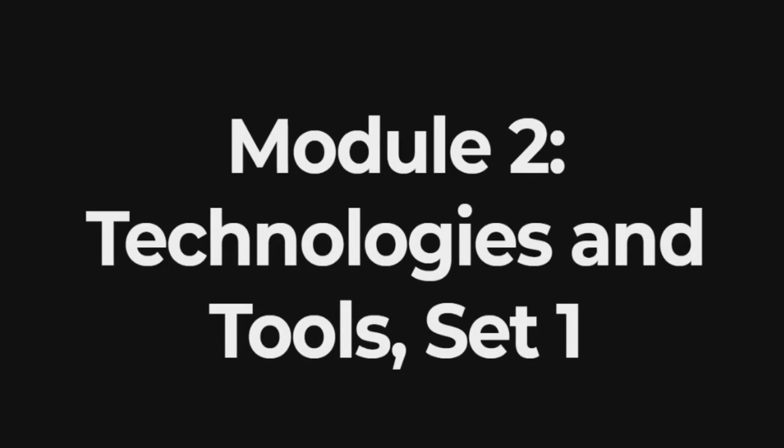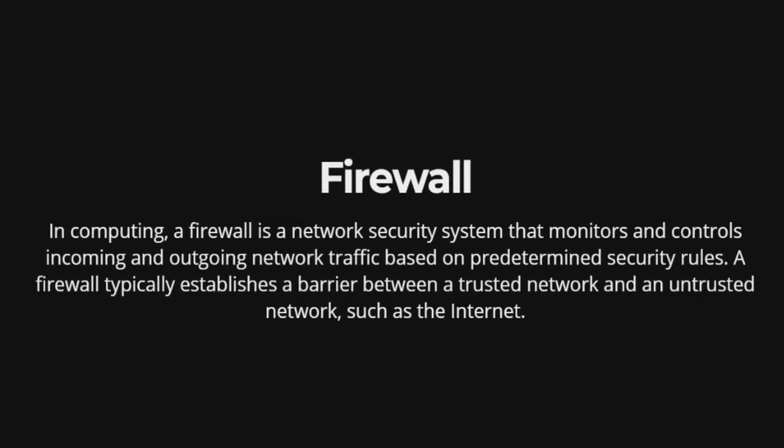Module 2, Technologies and Tools, Set-1. Firewall. In computing, a firewall is a network security system that monitors and controls incoming and outgoing network traffic based on predetermined security rules. A firewall typically establishes a barrier between a trusted network and an untrusted network, such as the Internet.